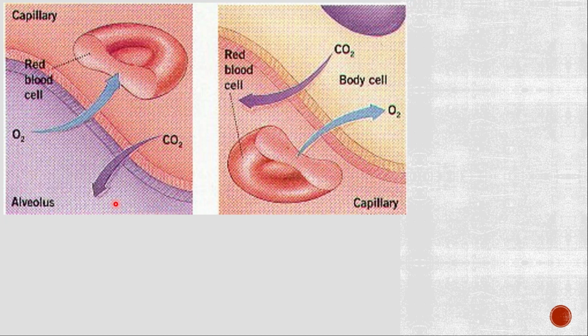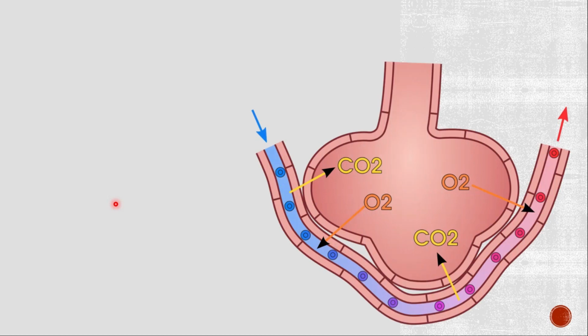Gas exchange by diffusion also depends on maintaining a steep concentration gradient for oxygen and carbon dioxide. Continuous blood flow in the capillaries and constant breathing maintain this gradient.